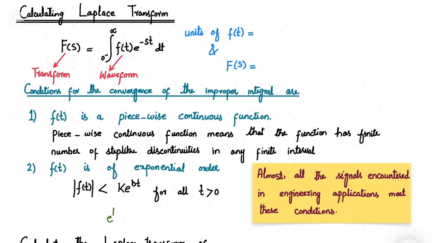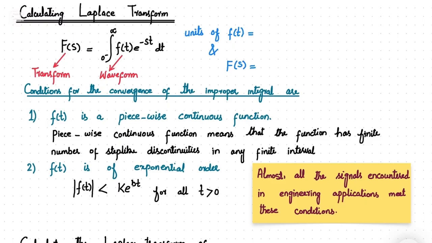Let's say we have a function e raised to the power t square. The rise of this function is very quick, therefore this f of t is not of exponential order, and the integral might result in an infinite value, so we might not be able to calculate the Laplace transform of the function. Almost all the signals encountered in electrical engineering or engineering applications meet these two conditions: f of t is a piecewise continuous function and f of t is of exponential order.